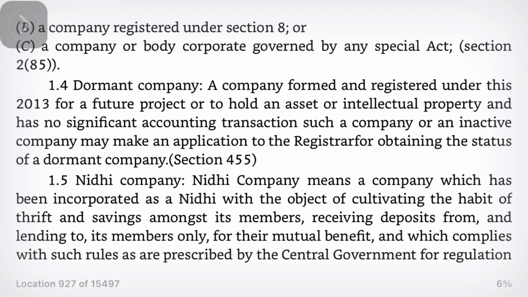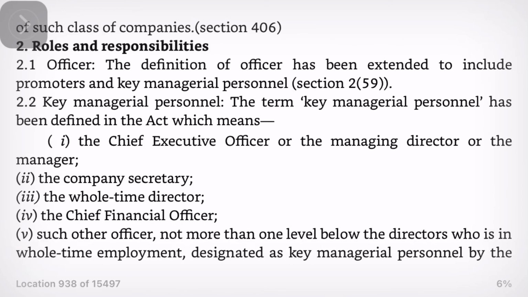Section 2(85). 1.4 Dormant company. A company formed and registered under this Act for a future project, or to hold an asset or intellectual property, and has no significant accounting transactions. Such a company, or an inactive company, may make an application to the registrar for obtaining the status of a dormant company. Section 455. 1.5 Nidhi company. Nidhi company means a company which has been incorporated as a nidhi with the object of cultivating the habit of thrift and savings amongst its members, receiving deposits from and lending to its members only, for their mutual benefit, and which complies with such rules as are prescribed by the central government for regulation of such class of companies.